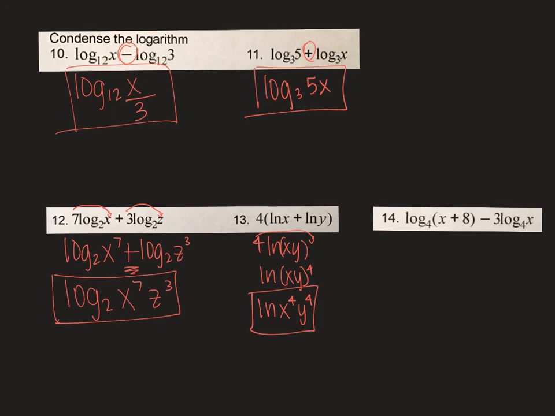And then 14, we have our last one, we have log base 4 of x plus 8 minus 3 times log base 4 of x. So we want to take care of that 3 and turn it back into an exponent first. And then this minus sign is our division. So log base 4 of x plus 8 over x cubed.